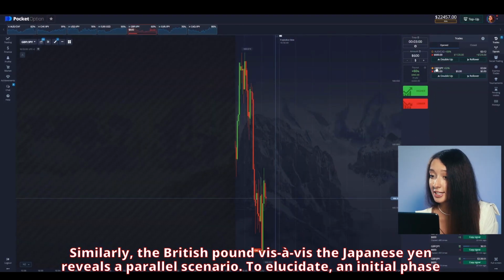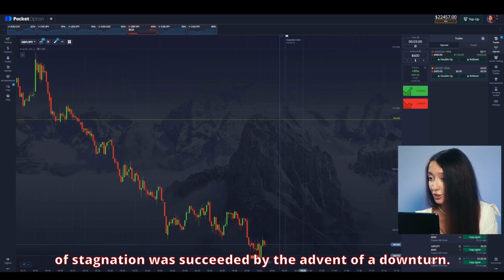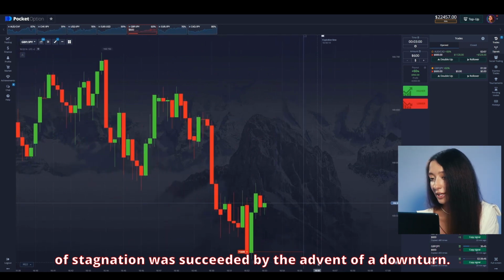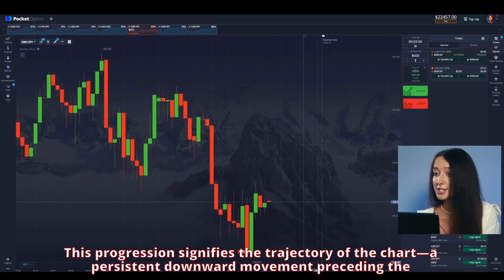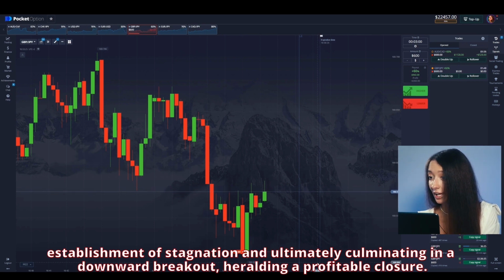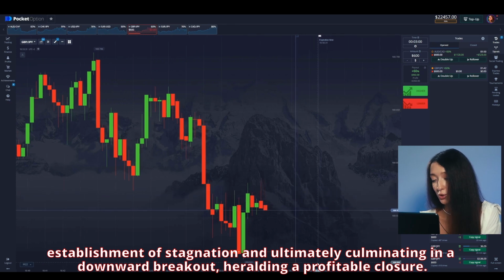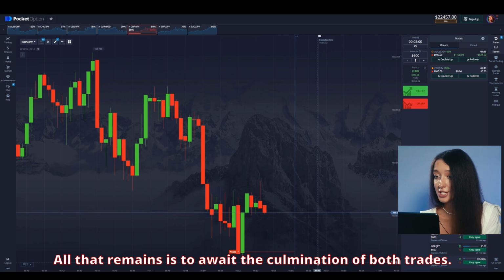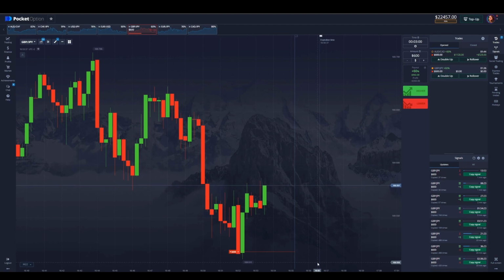To explain, the initial pace of stagnation was succeeded by the advent of a downturn. These progressions signaled the trajectory of the chart: a persistent downward movement presenting the establishment of stagnation and ultimately culminating in a downward breakout, heralding a profitable closure. All that remains is to wait for the completion of both trades.